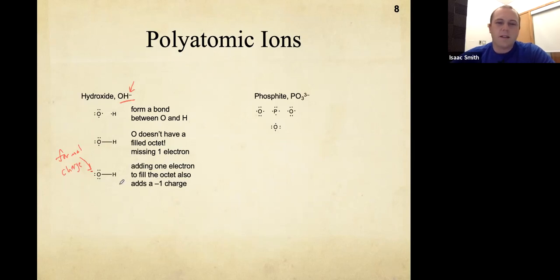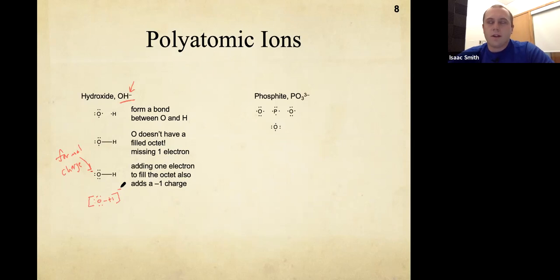And another way, before we go there, another way you can draw this, you'll see this in the book sometimes, for polyatomic ions, they'll draw the molecule and then they'll put brackets around it and put the charge outside of the brackets. That works too, whatever you want to do.